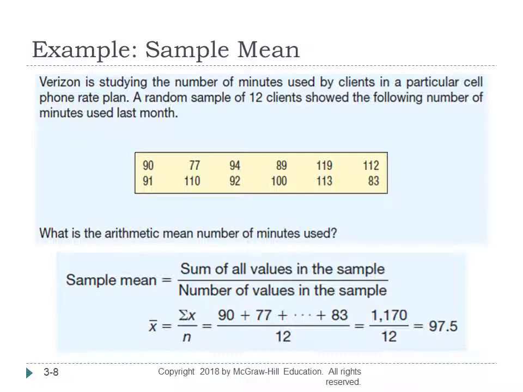Of course, this is information from a sample. So the result will be the mean for the sample. We want to calculate the arithmetic mean number of minutes used. We take the sum of all values divided by the number of values in the sample. The sum of all data values comes to 1170 divided by 12, which is the number of values, comes to 97.5 minutes. The mean number of minutes used is 97.5 minutes.